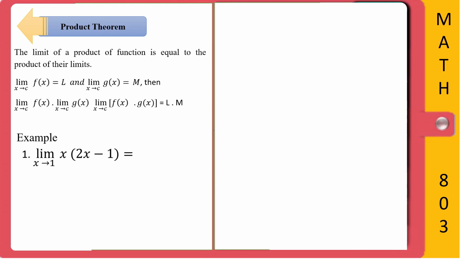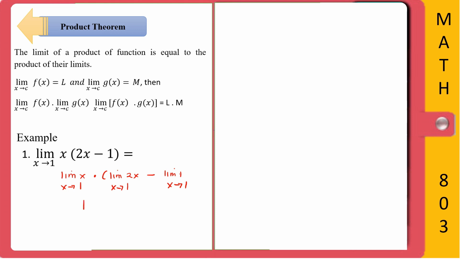So here we need to distribute the limit of x as x approaches 1 in each term. So it becomes the limit of x as x approaches 1 multiplied by the limit of 2x as x approaches 1 subtract the limit of 1 as x approaches 1. So again, since this will be the identity theorem, we need to substitute.